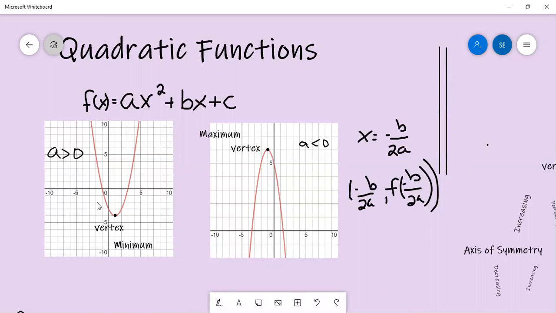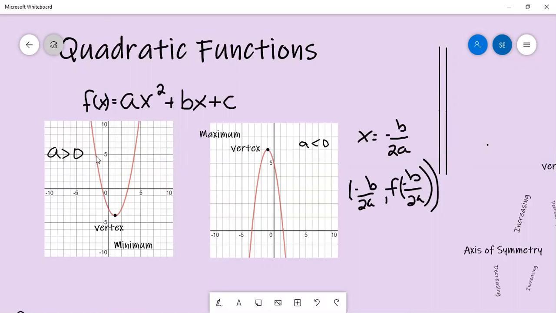So the domain of any quadratic function, we can plug any x value into here. The domain is negative infinity to infinity, but we do have a limit on our range. So we're going to go from our minimum to infinity, or from negative infinity to our maximum.